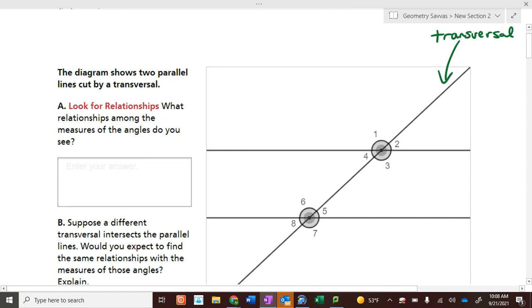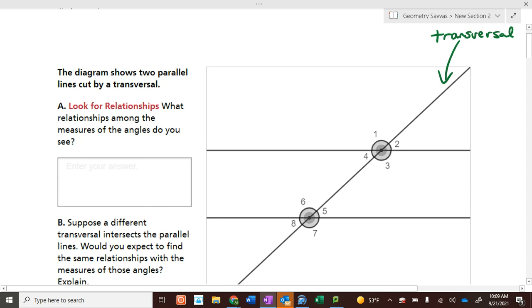Looking at angles 2 and 4. From last chapter, what do we know about angles 2 and 4? What do you think, Ainsley? They are congruent. You are correct. 2 and 4 are congruent. Why? Who knows why they are congruent? What's that little theorem that says that they are congruent?